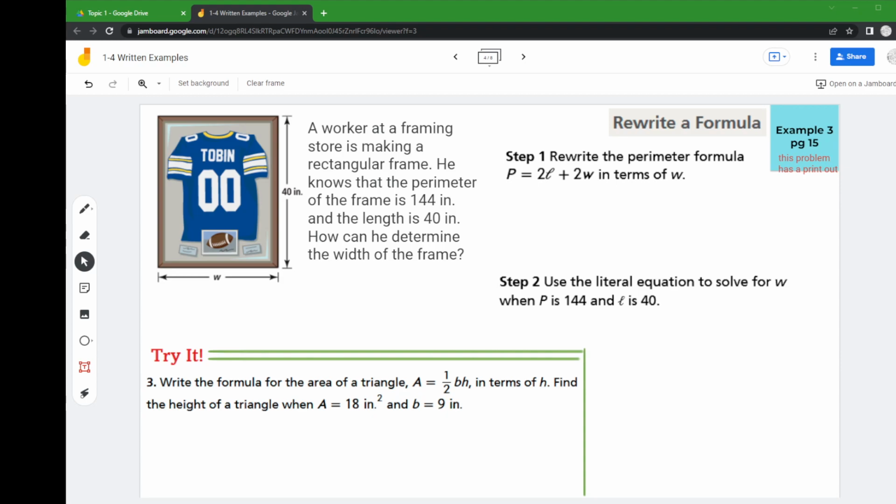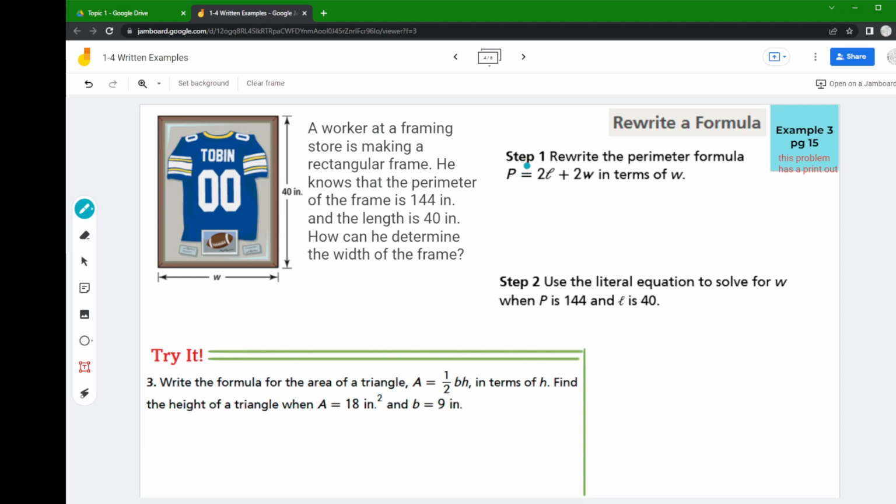on the left. He knows that the perimeter of the frame is 144 inches and that the length is 40 inches. And they want to determine how to find the width of the frame. So the first thing is that we're going to start with the perimeter formula. It says that the perimeter equals 2 times the length plus 2 times the width. And because he's asking about the width, we're going to try to get the W by itself.